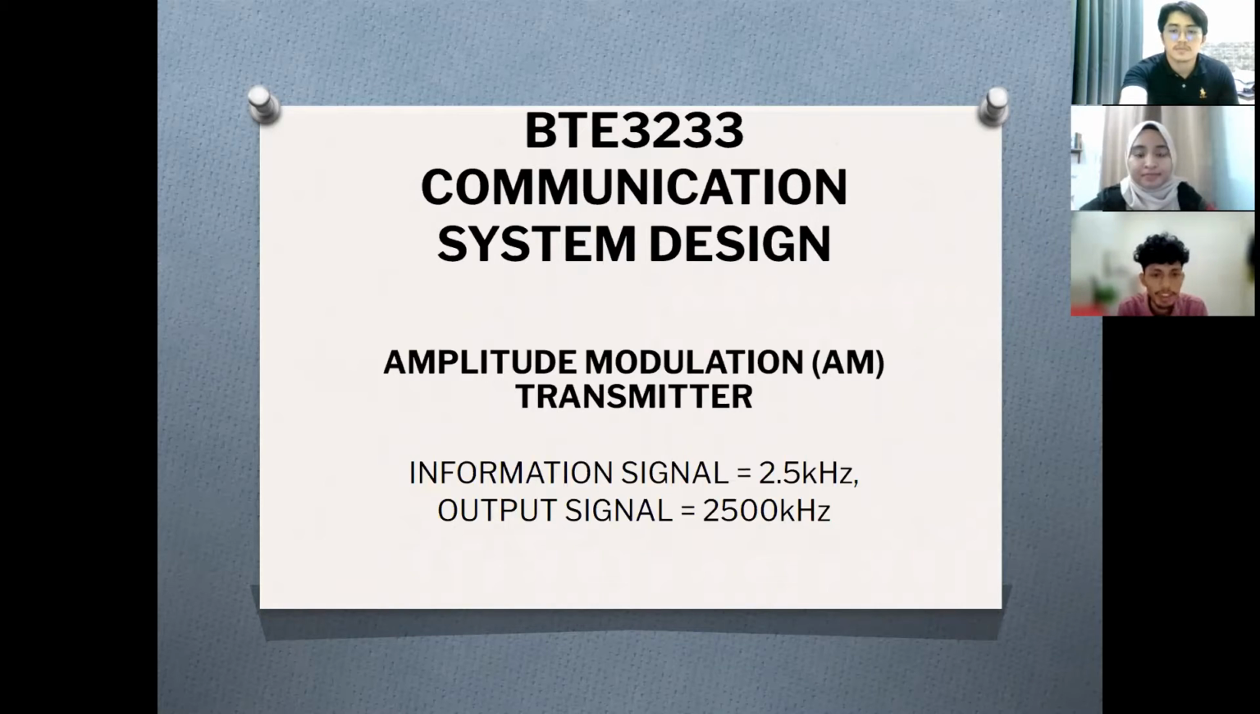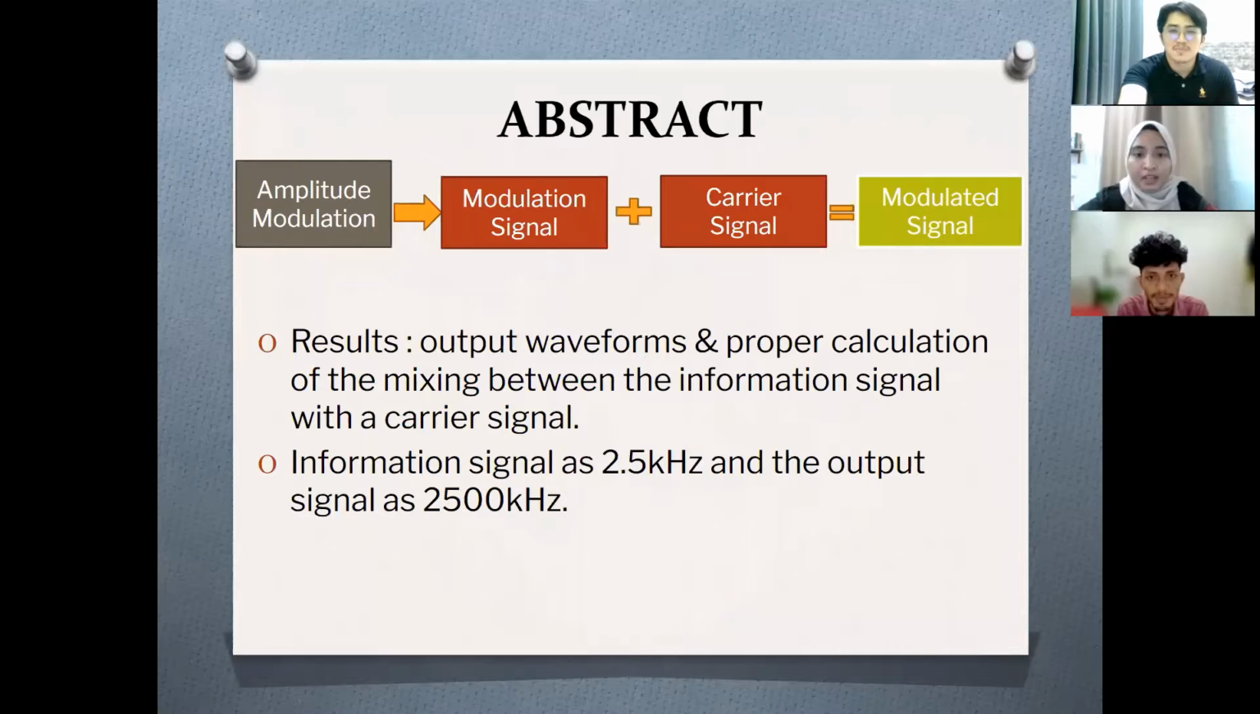Today we are going to present our project called Amplitude Modulation Transmitter. For our information signal is 2.5 kHz and our output signal is 2500 kHz. First of all, the communication system design course shows how the amplitude modulation mixes the modulation signal and carrier signal and produces the modulated signal. The results are shown in each output waveform with proper calculation of the mixing between the information signal with a carrier signal.